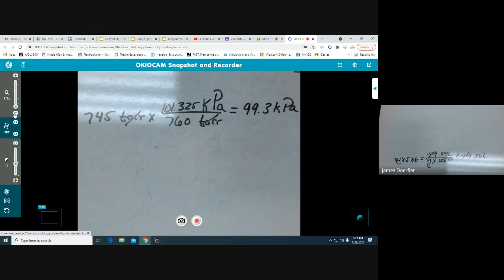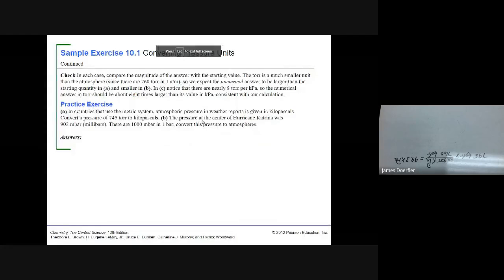Get that as well? Okay. Let's look at another problem. The pressure at the center of Hurricane Katrina.